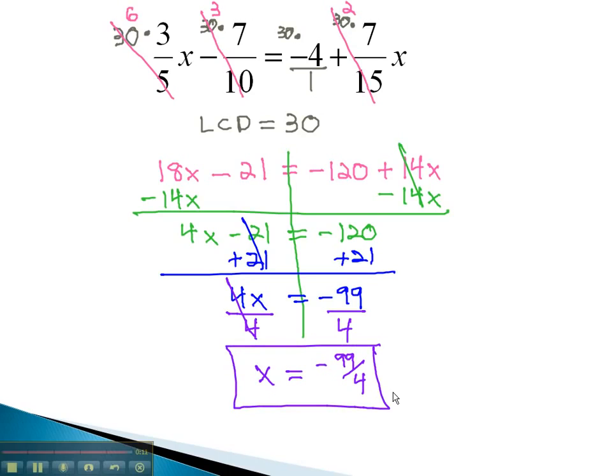With fractions, we can clear out the denominators by multiplying everything by the LCD and reducing out the denominators.